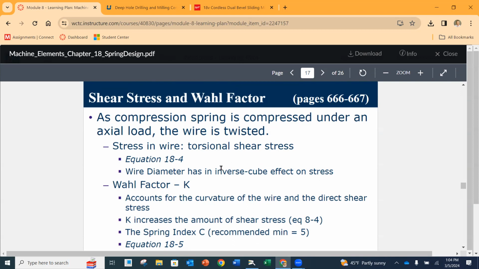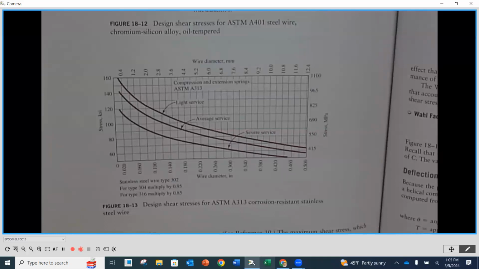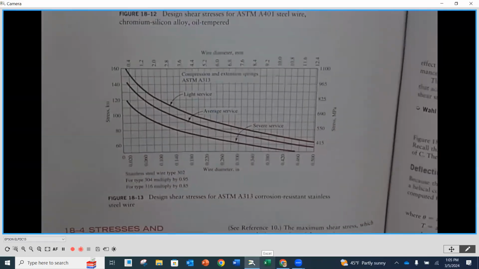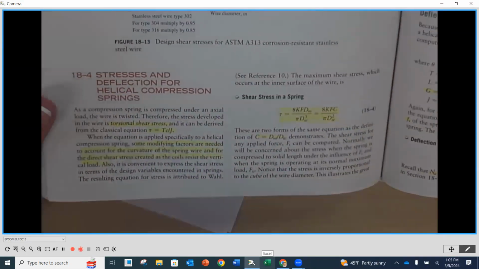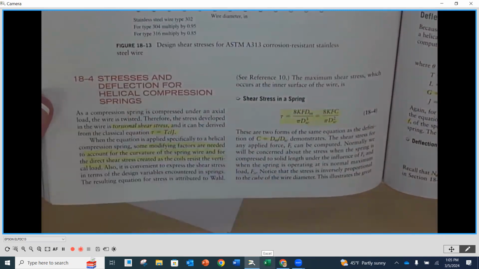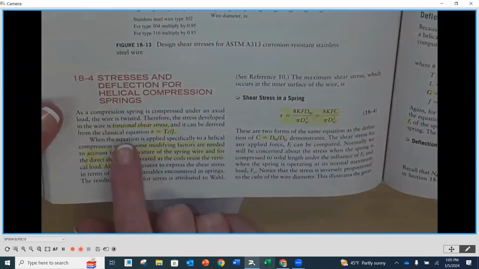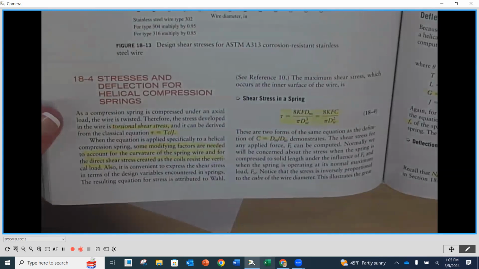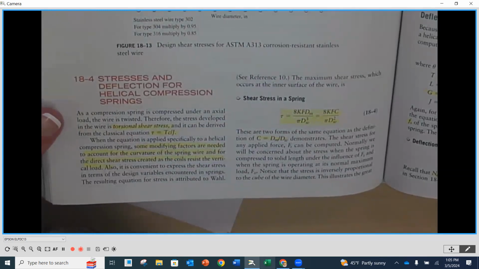So if we look at equation 18.4 on page 666. Okay, I'm going to go down to the bottom here. The bottom of the page here, this is the section on stresses and deflection. It talks about that standard torsional shear stress equation, which you would have used back in strength of materials.